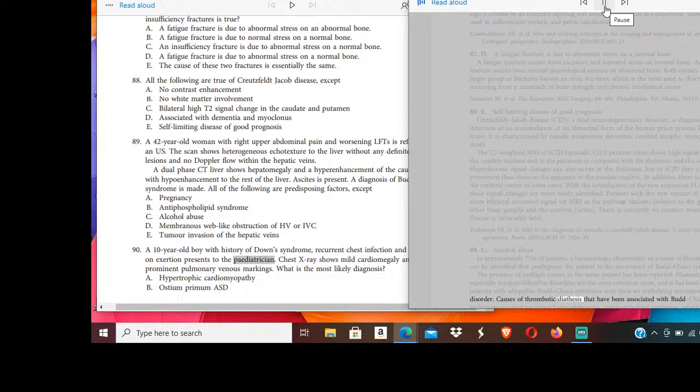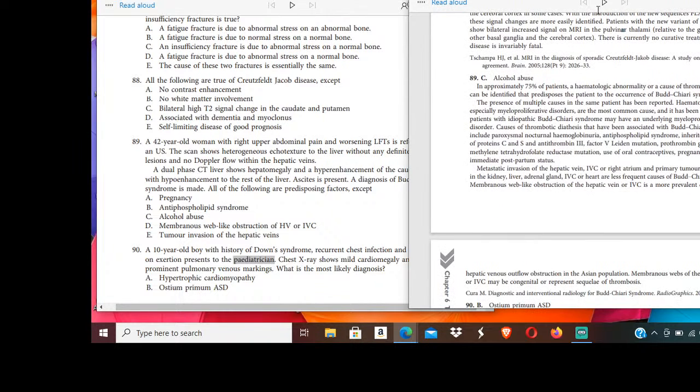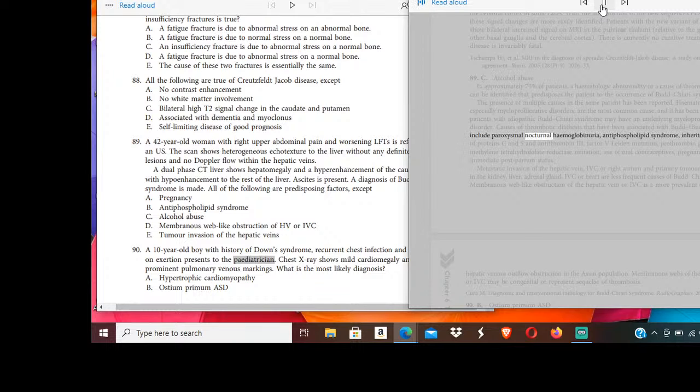Causes of thrombotic diathesis that have been associated with Budd-Chiari syndrome include paroxysmal nocturnal hemoglobinuria, antiphospholipid syndrome, inherited deficiencies of proteins C and S and antithrombin III, factor V Leiden mutation, prothrombin gene mutation, methylene tetrahydrofolate reductase mutation, use of oral contraceptives, pregnancy, and immediate postpartum status. Metastatic invasion of the hepatic vein, IVC, or right atrium and primary tumor occurrence in the kidney, liver, adrenal gland, IVC, or heart are less frequent causes of Budd-Chiari syndrome.